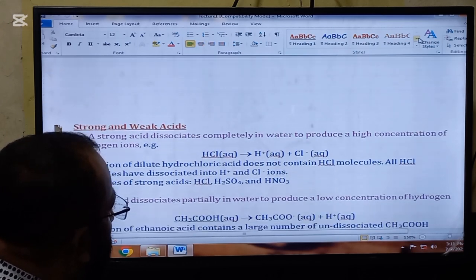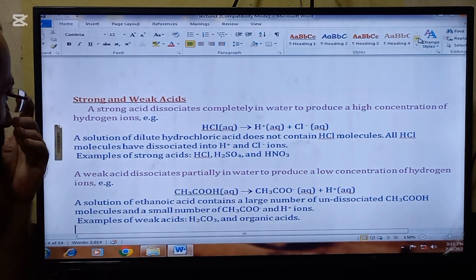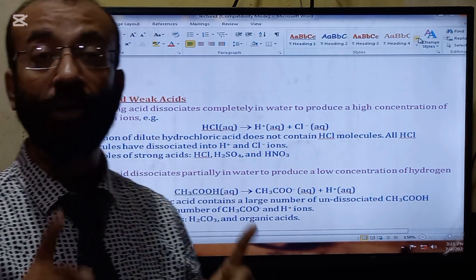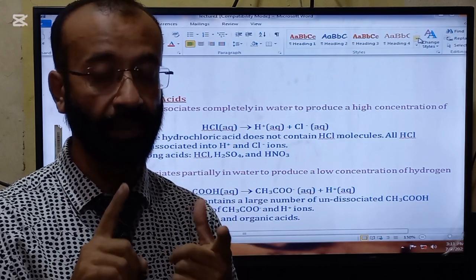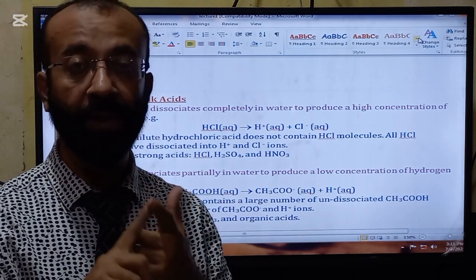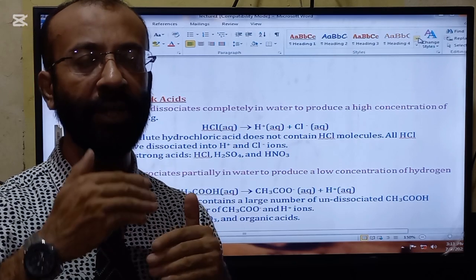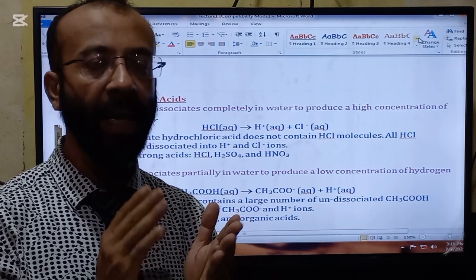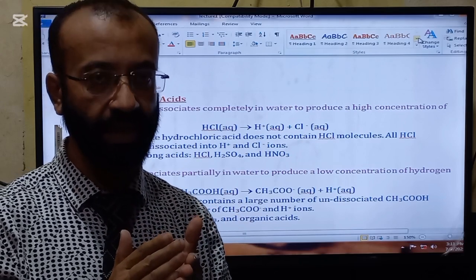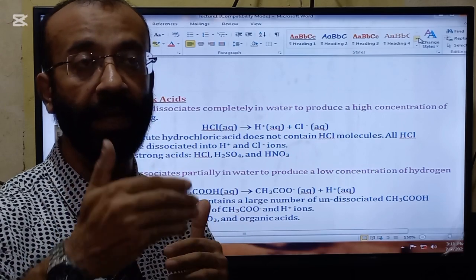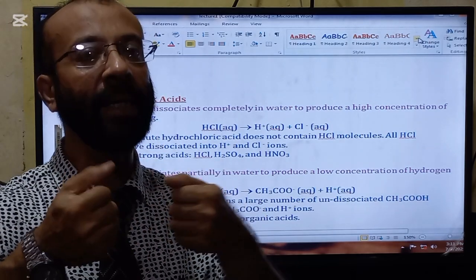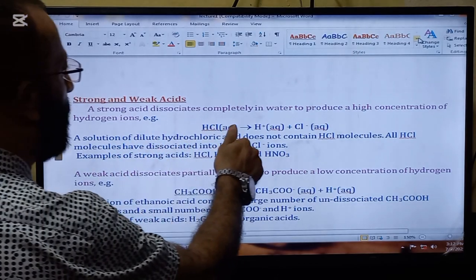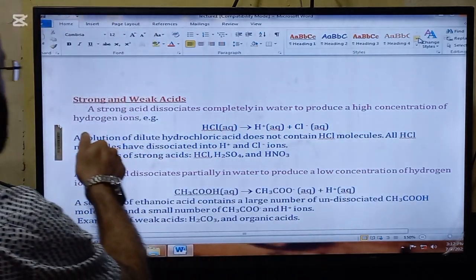Okay, there is another very important topic in this category, that is strong and weak acids. So do not confuse these two things, strong and weak. So strong acid is an acid which dissociates all H plus into the water, and weak acid is an acid which partially dissociates its H plus into the water and keeps some of them. So this is the difference.